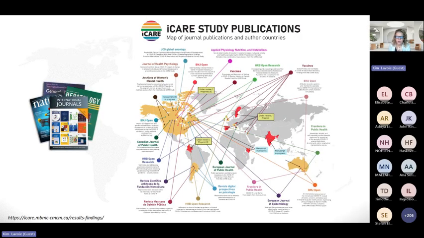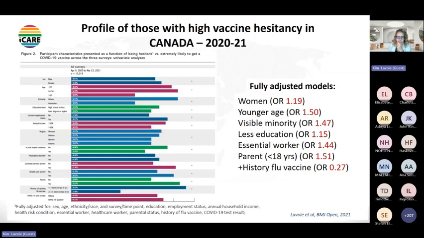So this is just a quick summary of all the publications and where they emanated from around the world. As I said, we've been very busy, and thanks to the funding we received primarily here in Canada, we were able to hire analysts, which allow us to exploit the data much quicker.